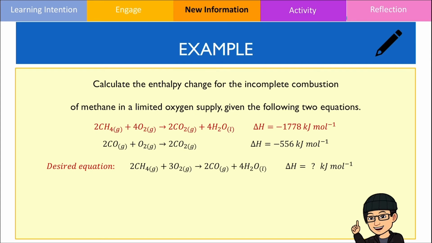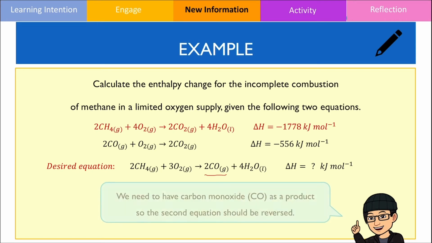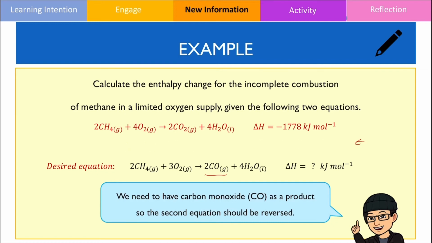We also need to make another modification to our two equations. As you can see over here, carbon monoxide is a product, whereas it's not a product in the original two equations. So what I'm going to do is reverse the second equation so that carbon monoxide is now a product. By reversing the equation, this will also change the sign of the enthalpy, so now it's going to take on a positive value.